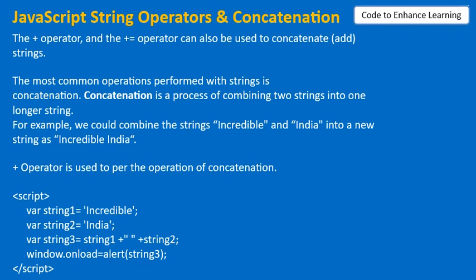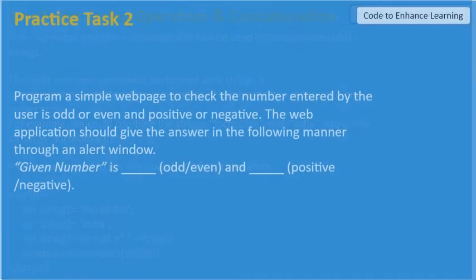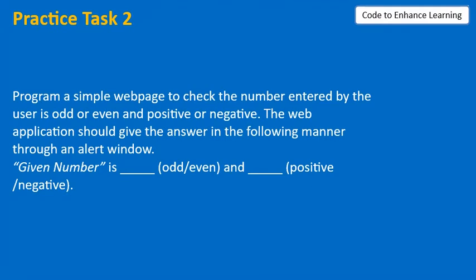So now that we are done with operators in JavaScript, let's see how we can implement them in our web page. Pause the video right here, and what I want you to do is program a simple web page to check whether the number entered by the user is odd or even and positive or negative. The web application should give the answer in the following manner through an alert window: given number is odd or even and positive or negative.